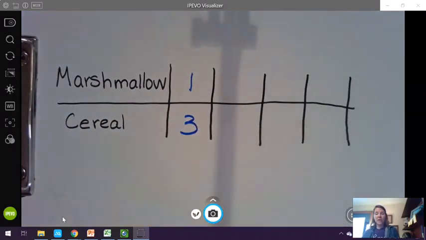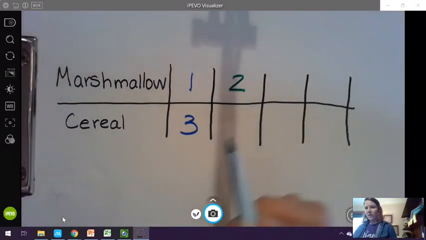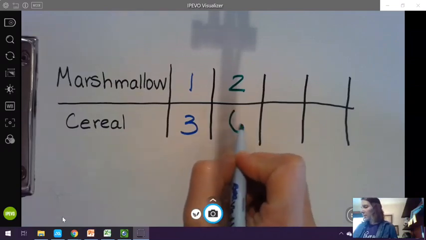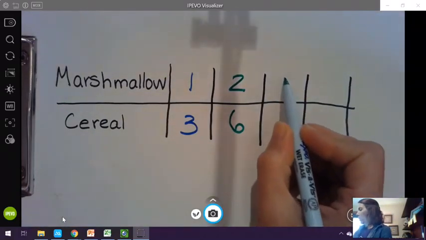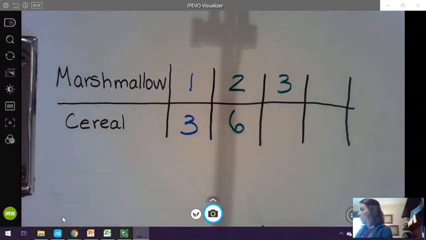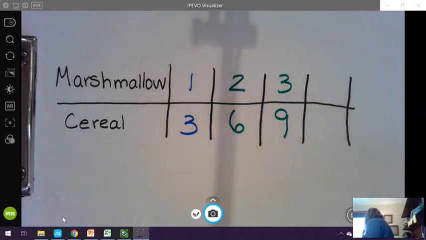Now, we went ahead and spooned a couple of those out. So Cole, when we did 2 spoonfuls, we ended up with 2 marshmallows and 6 cereal pieces. Okay, how about when we did 3 spoonfuls? We ended up with 3 marshmallows, and that would be 9 cereal. Okay, so if you'll notice what we've done, every time we're changing that, we're actually multiplying the top and the bottom by the same number.